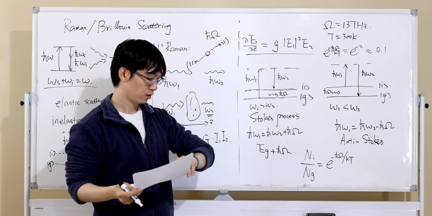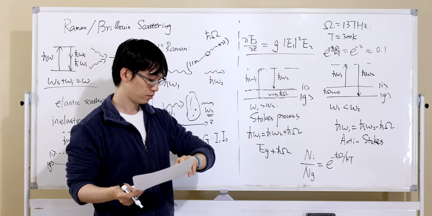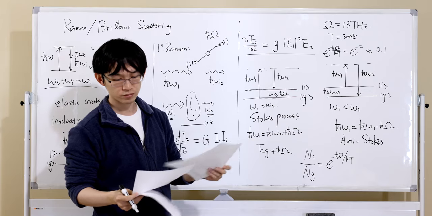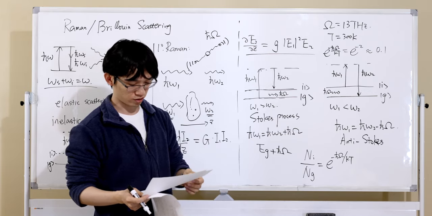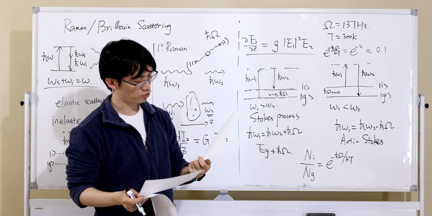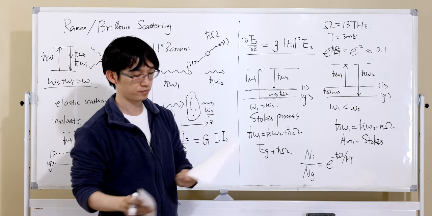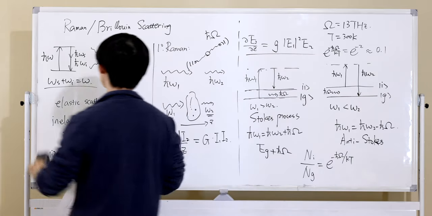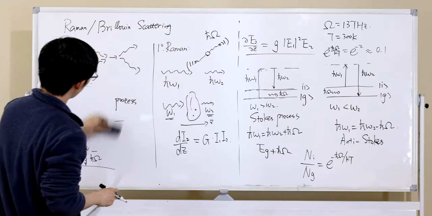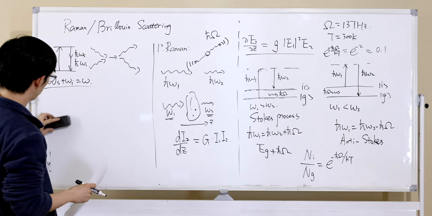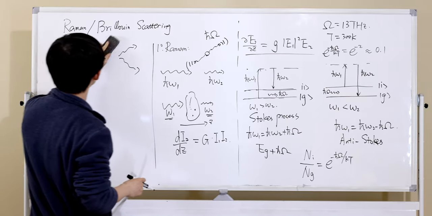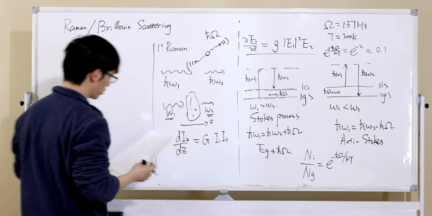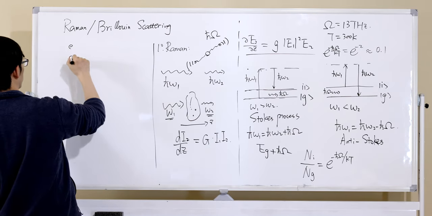And we have 7 more minutes. Let's finish the Brillouin scattering, which is just 2 pages. Another very common inelastic scattering process, especially in fiber, is the Brillouin scattering process. It's also very, very common in fiber.